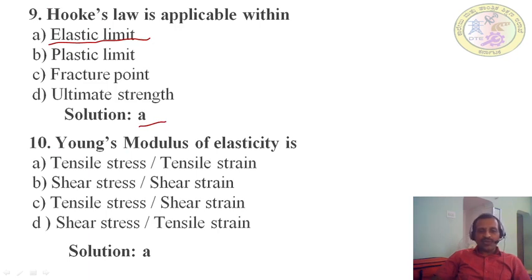Then Young's modulus of elasticity is A, tensile stress by tensile strain, B, shear stress by shear strain, C, tensile stress by shear strain, D, shear stress by tensile strain. Young's modulus means that is E. E is defined as the stress by strain. It may be tensile stress by tensile strain, or it may be compressive stress by compressive strain. Both hold good. But in the answers only one is given, that is A, tensile stress by tensile strain. The answer is A.